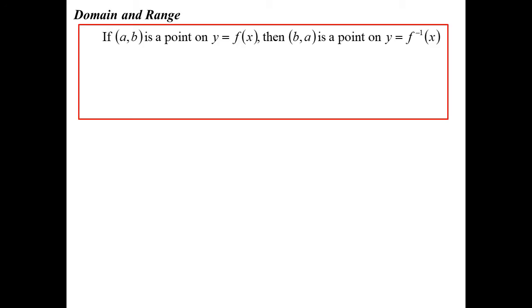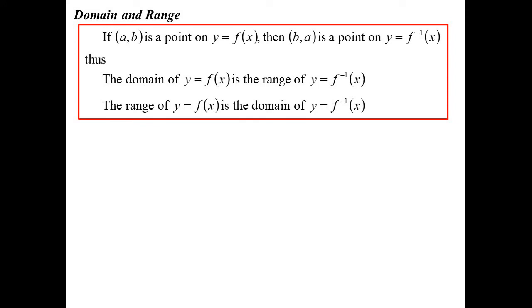Domain and range. Remember we said they swap around. The domain of the original function becomes the range of the inverse and vice versa. So if there's a point (a, b) on the original function, because basically we're swapping the x and y's around, then the point (b, a) should be a point on the inverse function. And so thus, the domain of the original function becomes the range of the inverse, and the range of the original function becomes the domain of the inverse.